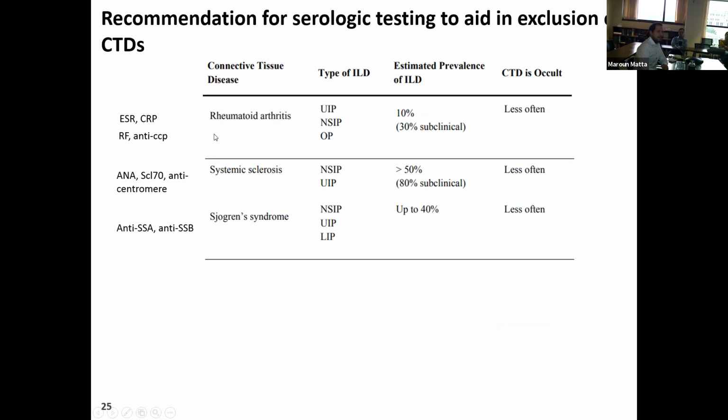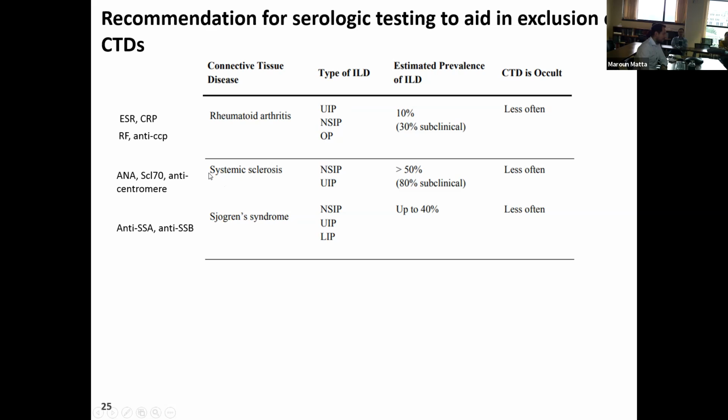The most common one that is going to cause ILD is RA. RA is in 1% of the population, and about 10% of them would actually get ILD. UIP is going to be more common than an NSIP pattern, but not by a whole lot. It's going to be like maybe 55, 45.